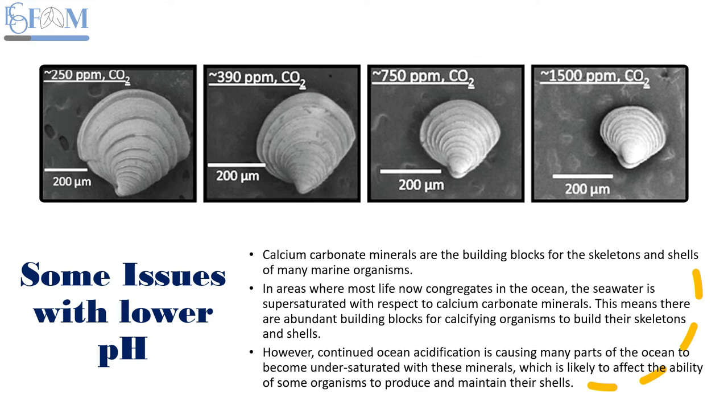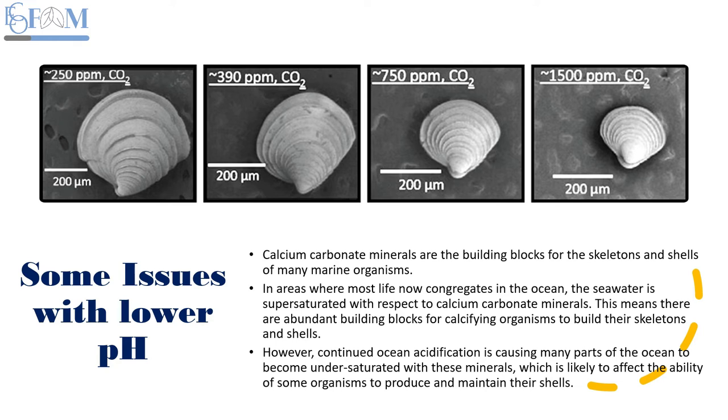In areas where most life congregates in the ocean, the seawater is supersaturated with respect to calcium carbonate mineral. This means there are abundant building blocks for calcifying organisms to build their skeletons. However, continued acidification is causing many parts of the oceans to become undersaturated in these minerals, and certainly the building blocks get decreased. Ocean acidification is already impacting many ocean species, especially organisms like oysters and corals that make hard shells and skeletons by combining calcium and carbonate from seawater.